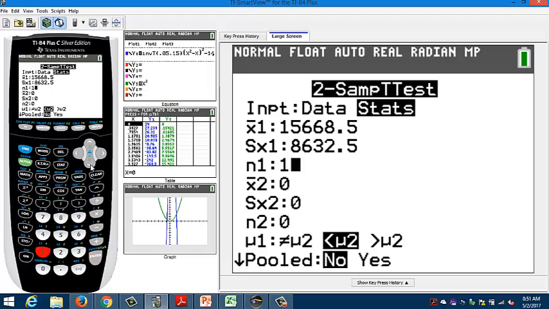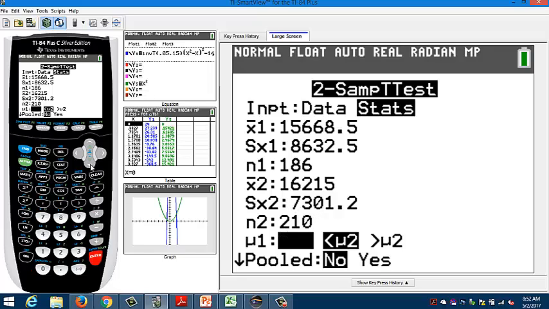186. Yep, that's n1. And now we're ready for population 2. Looks like x̄2 is 16,215.0. s_x2 would be 7301.2. And how many women we surveyed was 210.